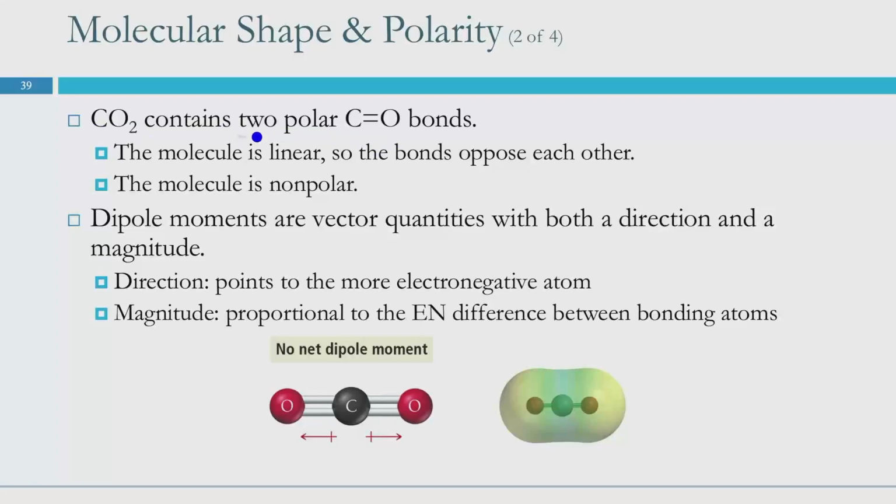So CO2 contains 2 polar C double bonded to O bonds. However, the molecule is linear, so the bonds oppose each other. If we look at the structure down below, we've got our arrows pointing towards the oxygen. Since oxygen is a 3.5, carbon's a 2.5. So we've got arrows pointing in opposite directions.